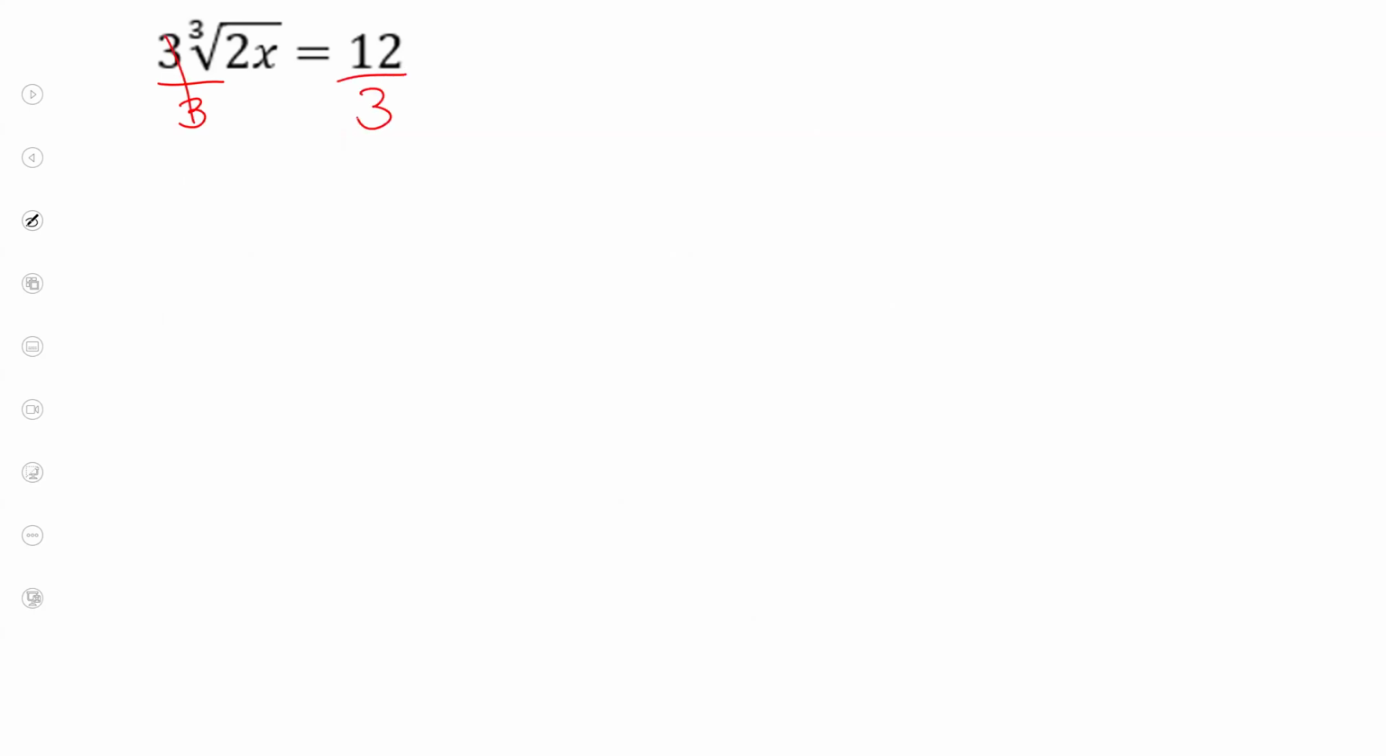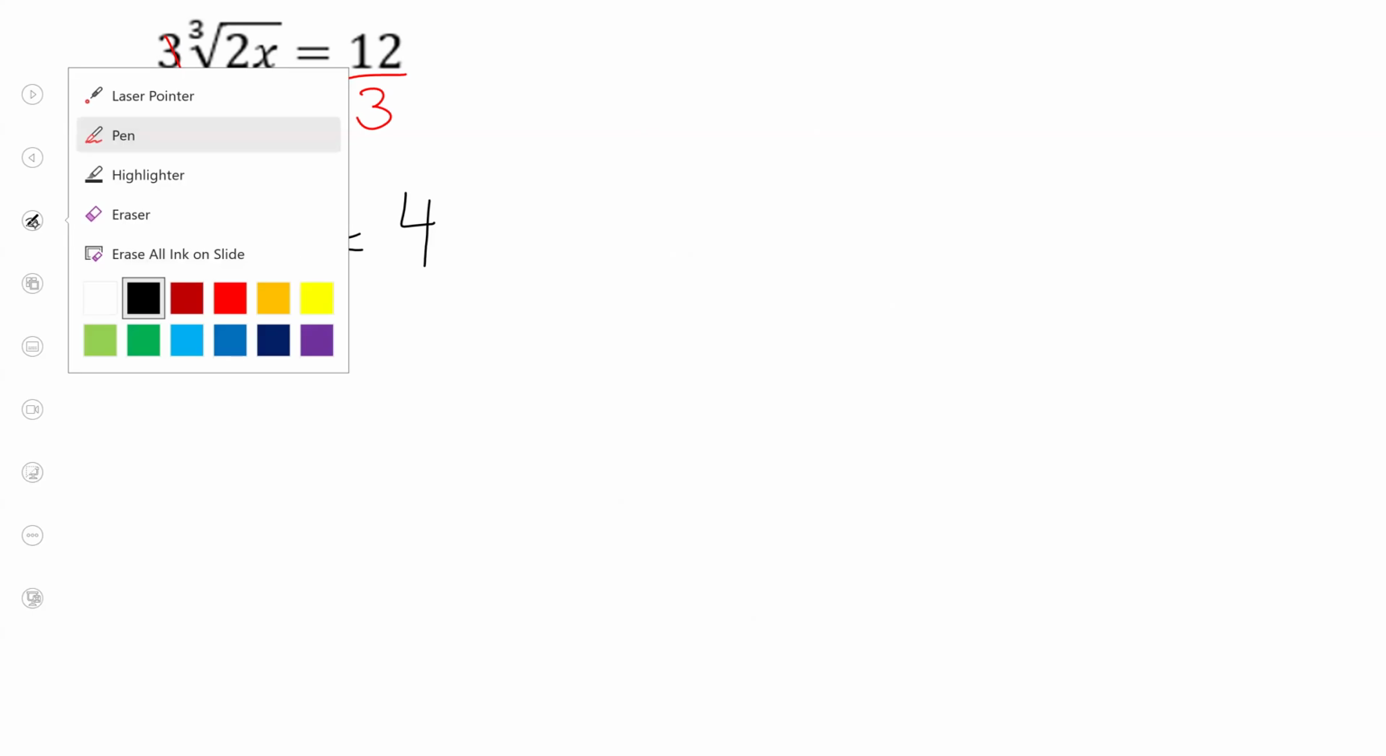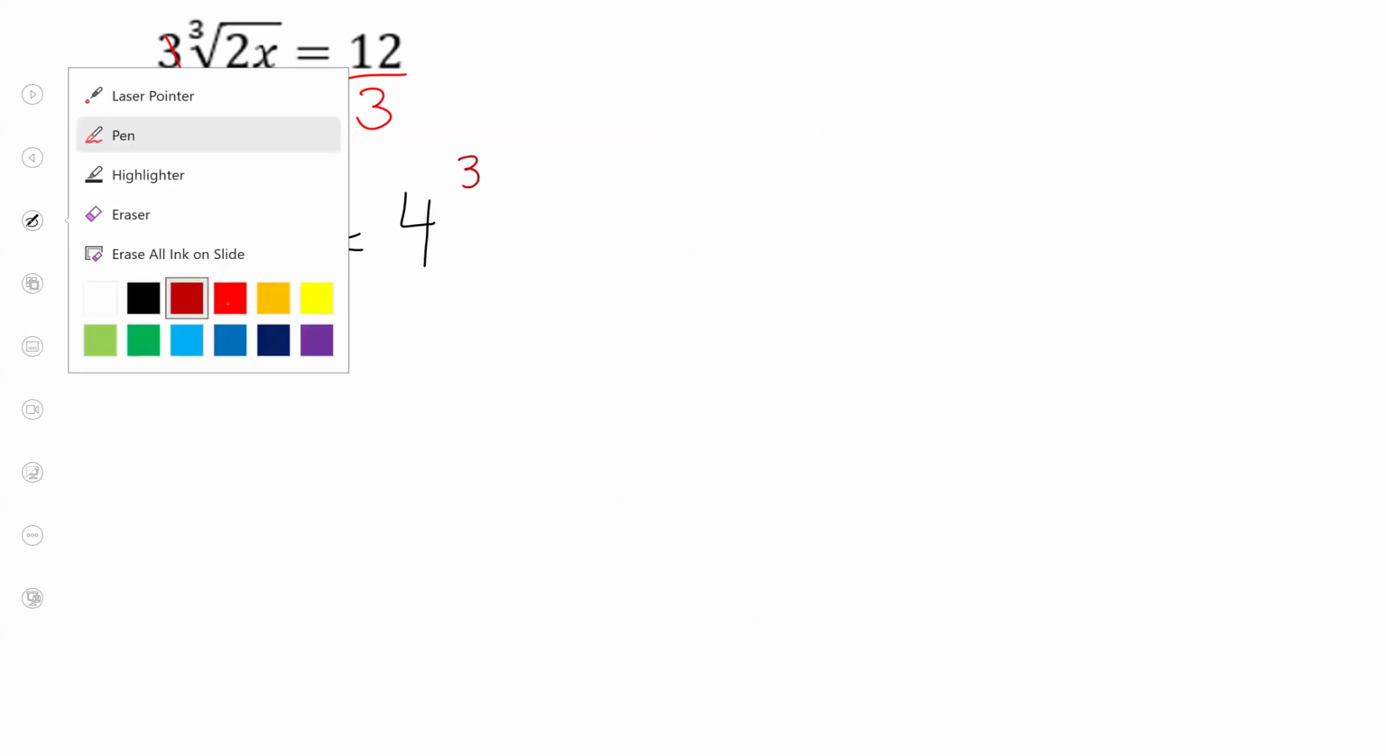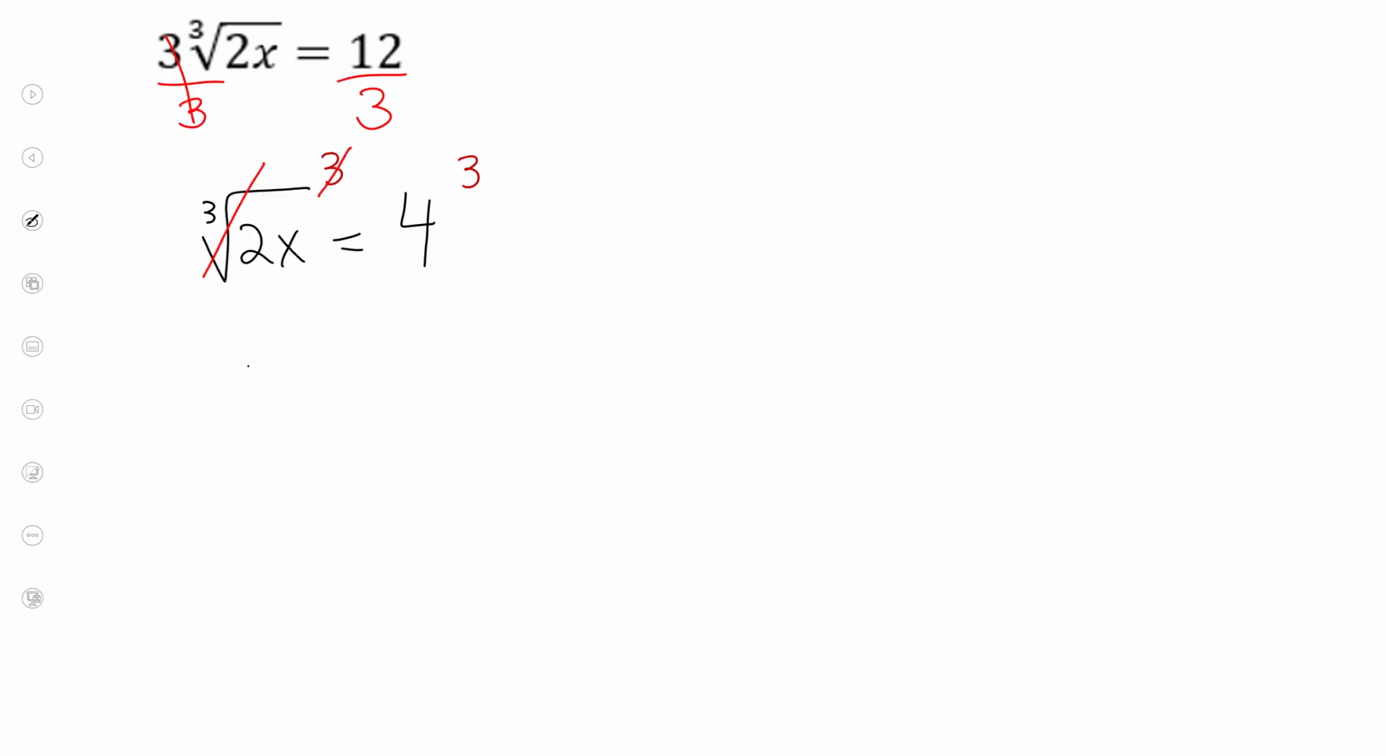Do you guys have an idea of how I get rid of a cubed root? Cube it, good, Emma. I'm gonna cube this side, I'm gonna cube this side. So I'm gonna cancel this out. I am left with 2x equals, what's 4 times 4 times 4? Y'all got it. And then you just divide by 2. So we get x is equal to what?